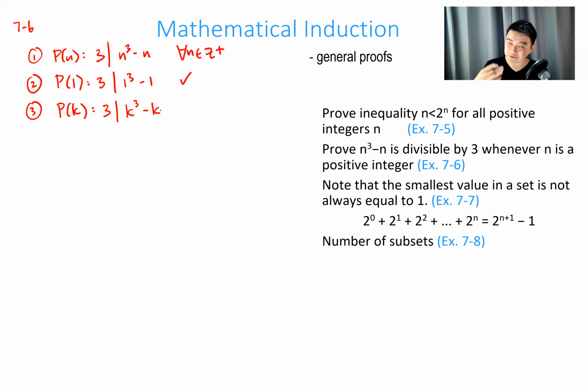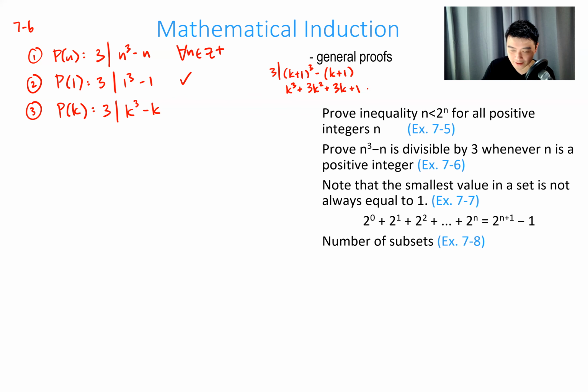In this case, we have to really see where we're going, right? So where we are going is we want to show P of k plus 1, which is the statement 3 divides (k plus 1) cubed minus (k plus 1). Now, if we just multiply it out, we can actually use the binomial theorem that we talked about before. This works out to be k cubed plus 3k squared plus 3k plus 1.